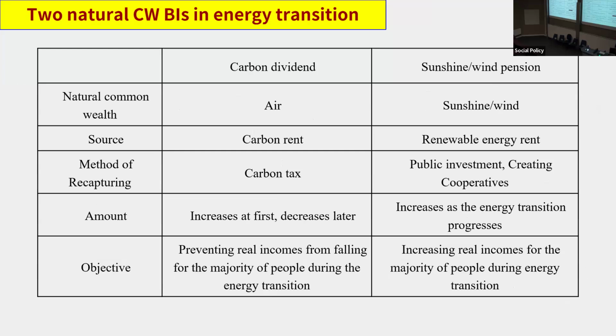We have to keep in mind the ecological basic income. There are 2 kinds: not only carbon dividend, but sunshine and wind pension. We may call it sunshine and wind basic income. So the natural commonwealth, one is air, the other is sunshine or wind. One becomes smaller, decreases, but one increases. The objective of the carbon dividend is not increasing people's real income, but preventing real income from falling for the majority of people. But for sunshine pension, its objective is to increase real income for the majority of people. Thank you.